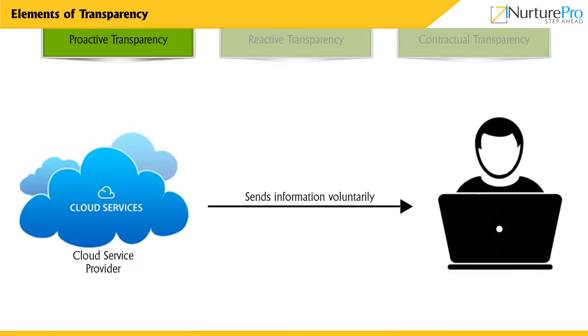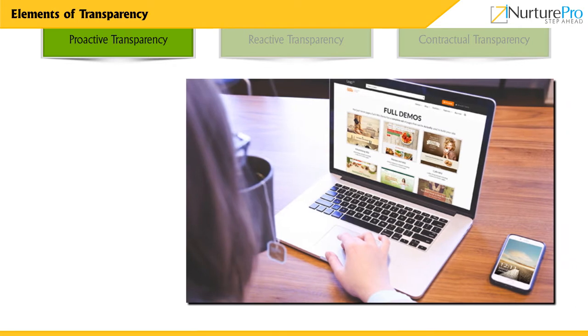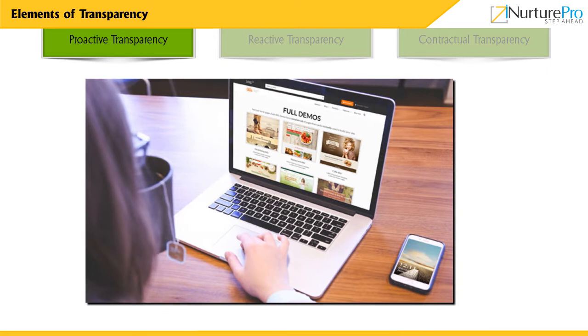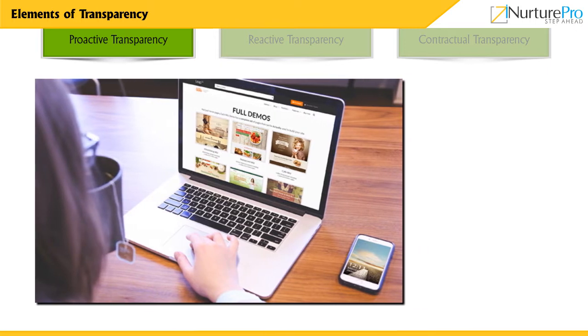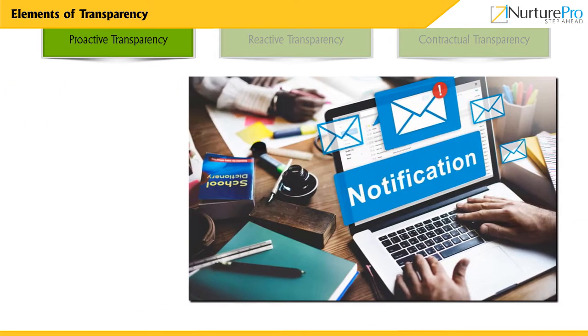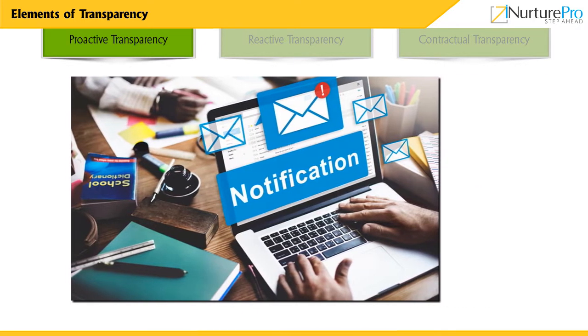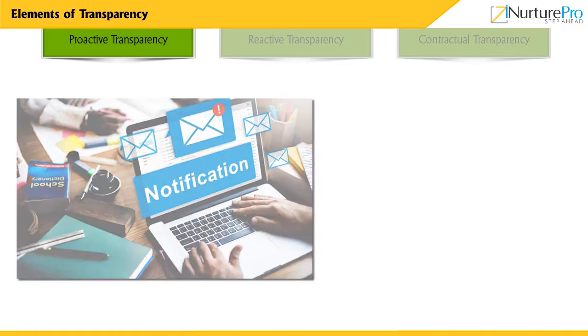Proactive transparency refers to the release of information voluntarily, wherein the cloud service provider voluntarily provides information to the users by using autonomous agents or other manual processes. Information stems from the service provider's initiative to send security information to clients without being asked. This information can be produced through various methods such as notifications or reports.